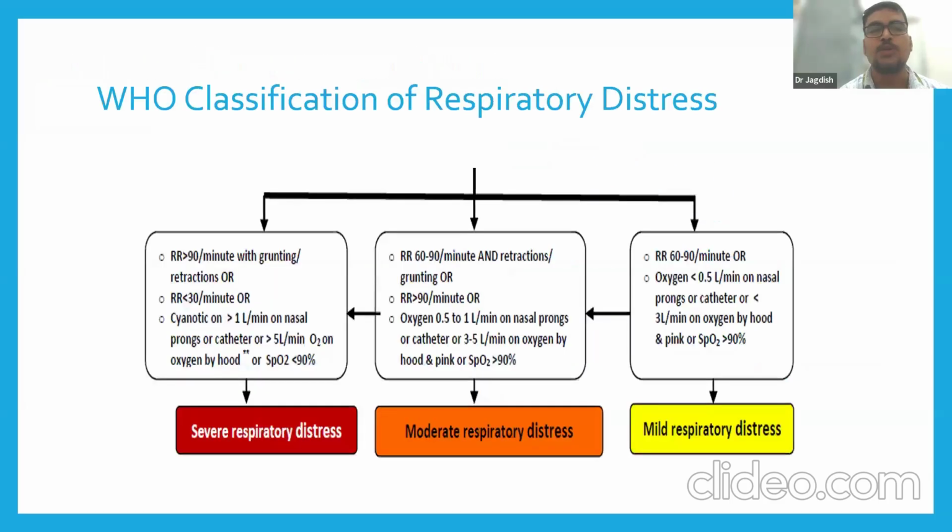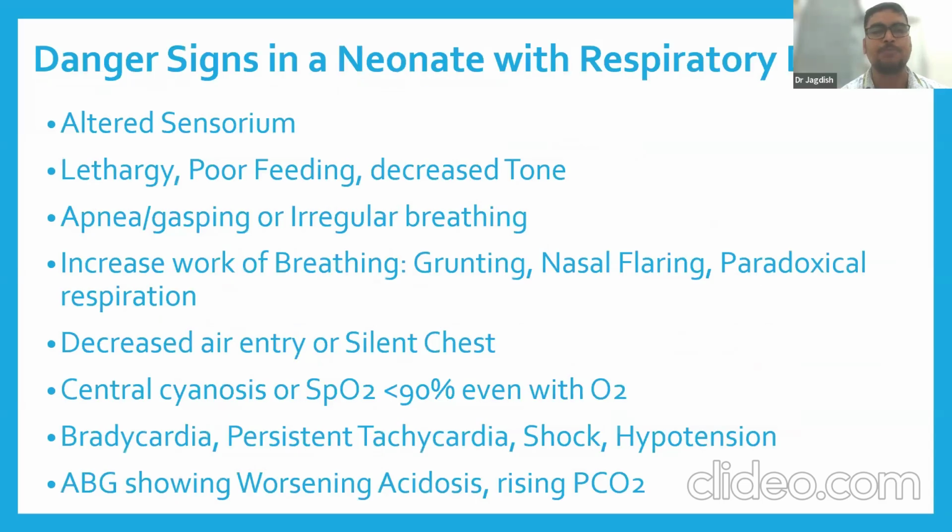So again, this is another classification, the WHO classification of respiratory distress, and you can see in the slide how we can classify mild, moderate, and severe. But mostly because we are using the Downes and SA scores, I am not going into details about the WHO classification. But again, what is more important to us is to know the danger signs in a neonate with respiratory distress.